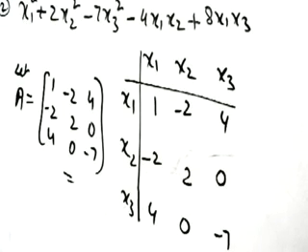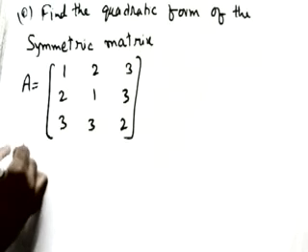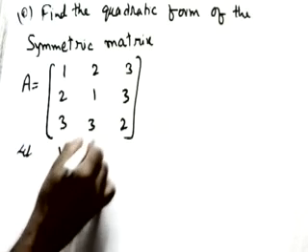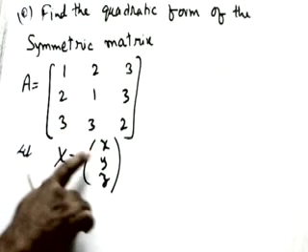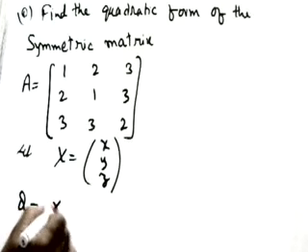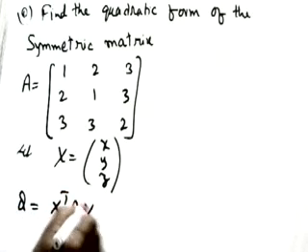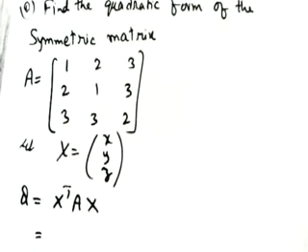If matrix A is given, how can we change it into the quadratic form? We have to change it now into quadratic form. This is a 3 by 3 matrix, which means we have three variables. Let me take x equals x, y, z. So we are writing the quadratic form in terms of x, y, z. The quadratic form will be x transpose A x.